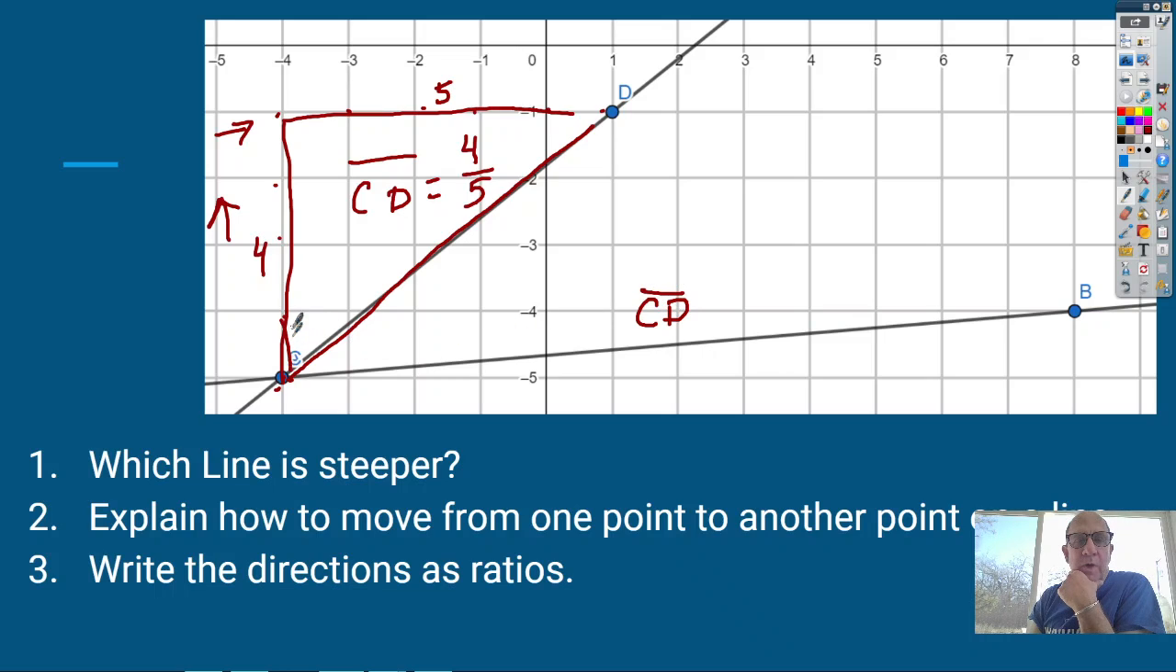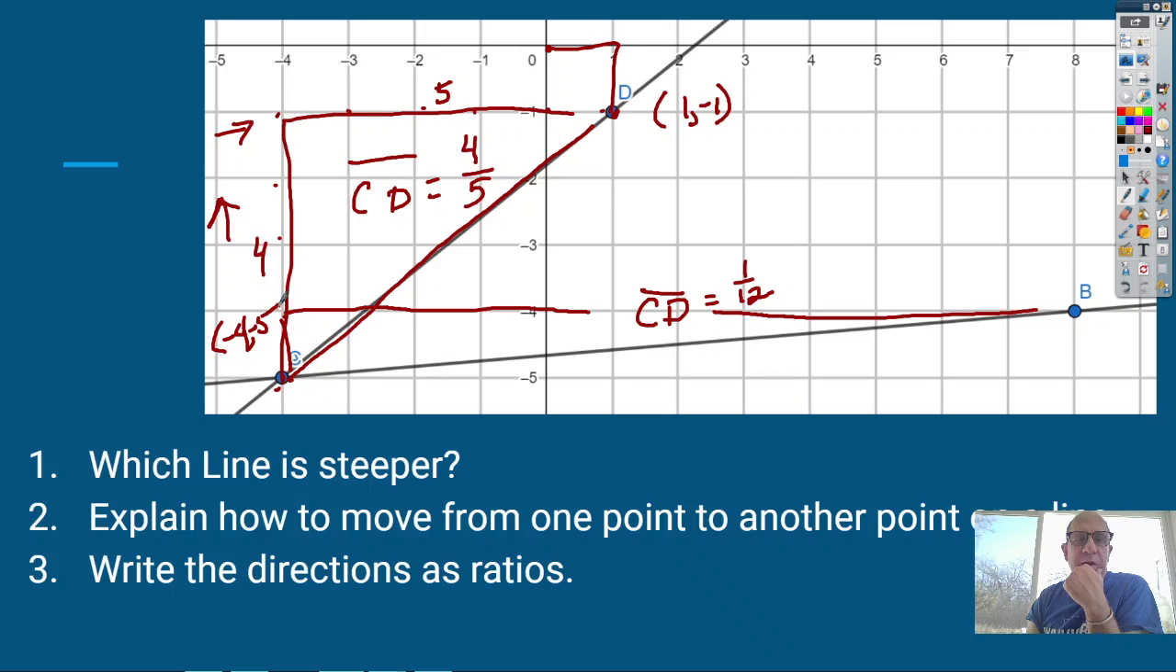Okay? So the slope of this line down here, this is line CD. It goes up 1 spot and over 12 spots. So that slope would be 1 over 12. Right? Change in y values going up and the change in x values. Now you can find that by doing the numbers. This point is start at 0, goes over 1, down 1. So this is 1, negative 1. And this point is negative 4, negative 5. And then this point is 8 and negative 4.